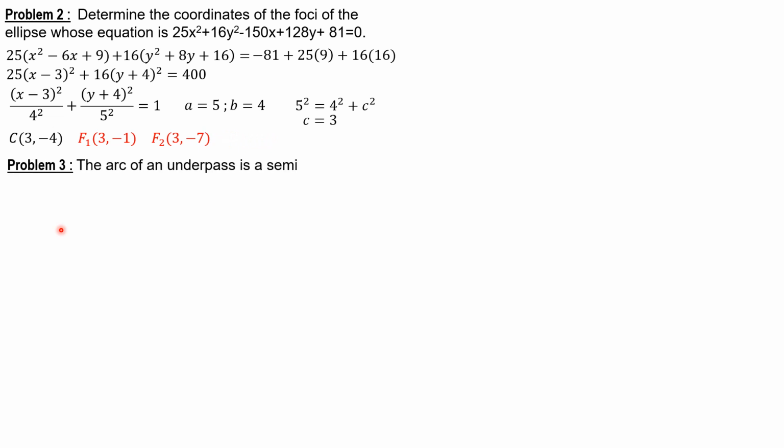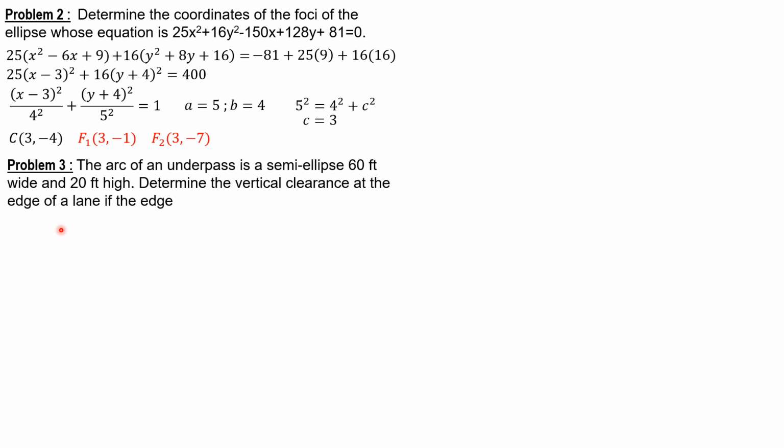The arc of an underpass is a semi-ellipse 60 feet wide and 20 feet high. Determine the vertical clearance at the edge of a lane if the edge is 20 feet from the middle. So let's draw the figure. We have a semi-elliptical arc 60 feet at the base and 20 feet high. So imagine that this is the origin.